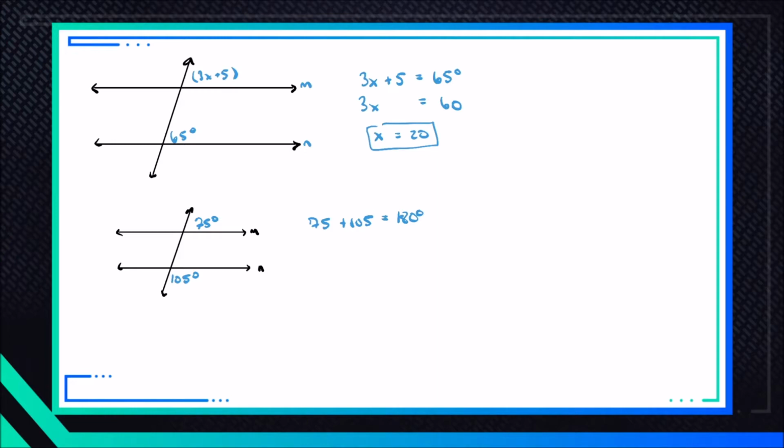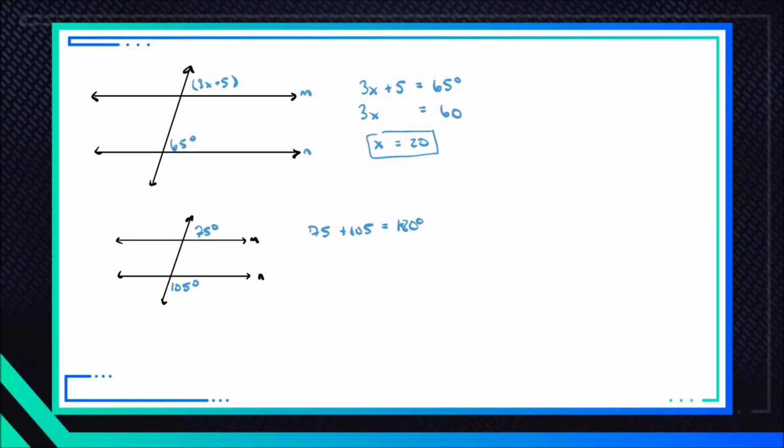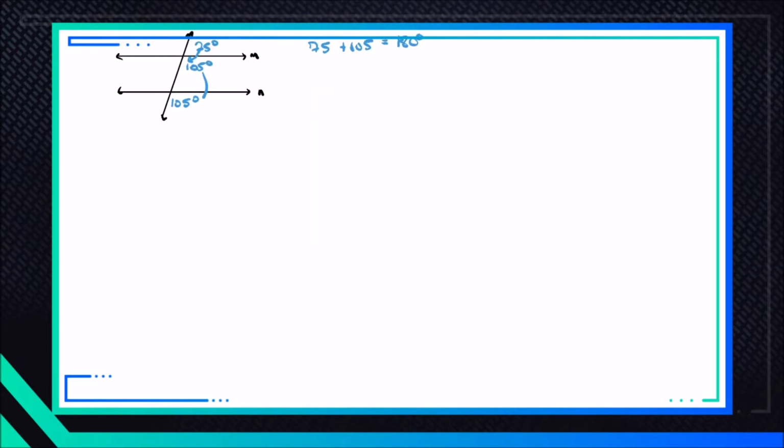And although we haven't done that yet, well, actually, we can prove it using our corresponding angle theorem because this angle has to equal 105 degrees. And now 105 corresponds to 105, so they have to be parallel. Really, we're not doing anything different today, so that's great. It's a little bit of a mind break.